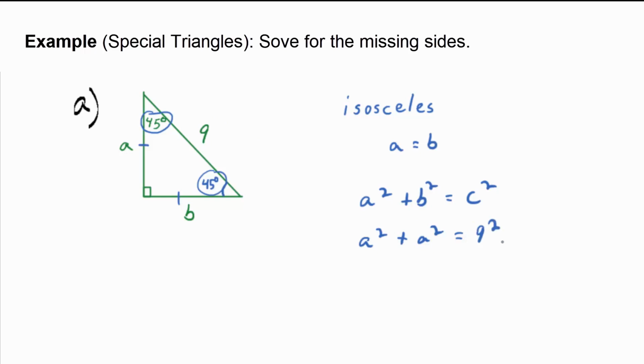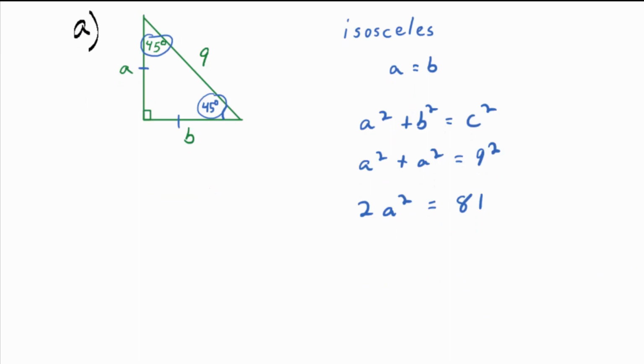Does everybody see that? On the left side, if I have 1A squared plus 1A squared, how many A squareds do I have? 2A squared. And then what's 9 squared? 81.